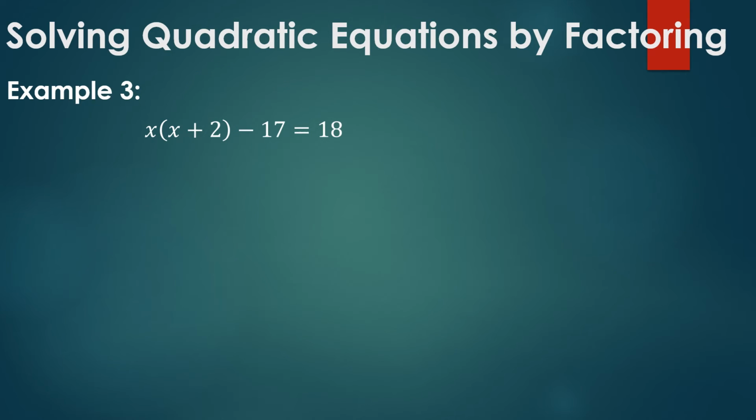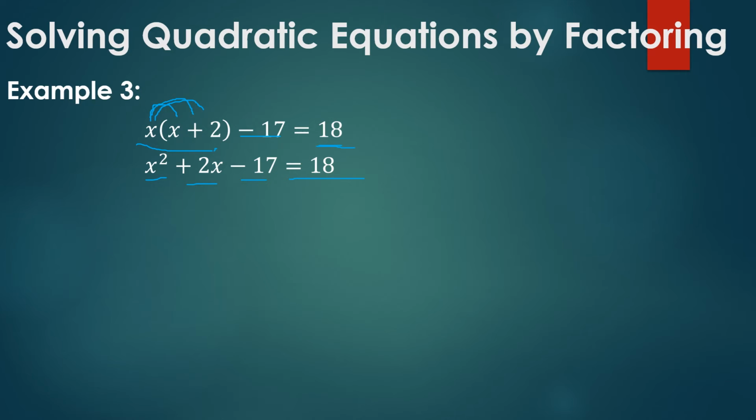How about this one? Example number 3. x multiplied by x plus 2 minus 17 is equal to 18. Okay, as you can see, we can simplify x and x plus 2, and then we need also to make 18 zero in order for us to apply the ZPP. Let us simplify first this one. By distributive property, x multiplied by x and then x multiplied by positive 2, we have x squared plus 2x minus 17 is equal to 18.